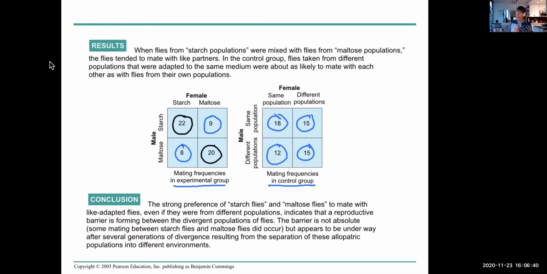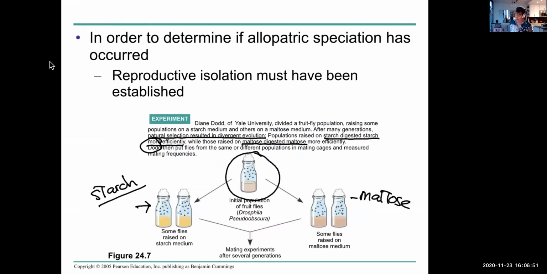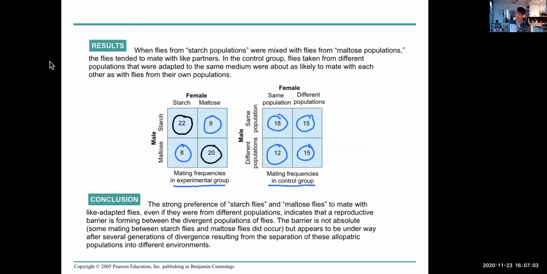Flies taken from populations adapted to the same medium were as likely to mate with each other as flies from their own populations. So these flies are more likely to mate with populations that were bred in the same medium. Yeah, it's not absolute. There was some mating between starch flies and maltose flies. So you can witness this kind of divergence in speciation occur, although you wouldn't call them new species just yet.